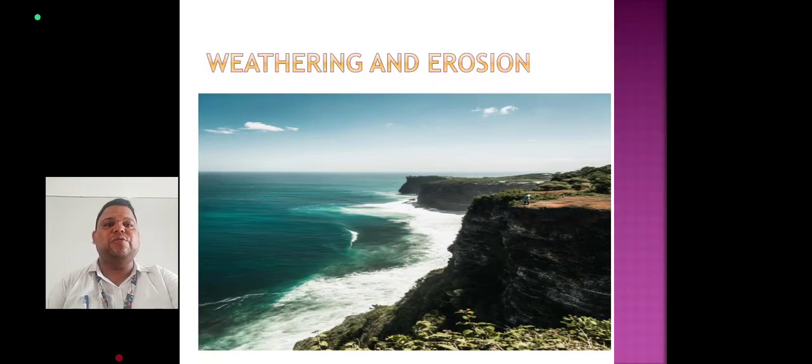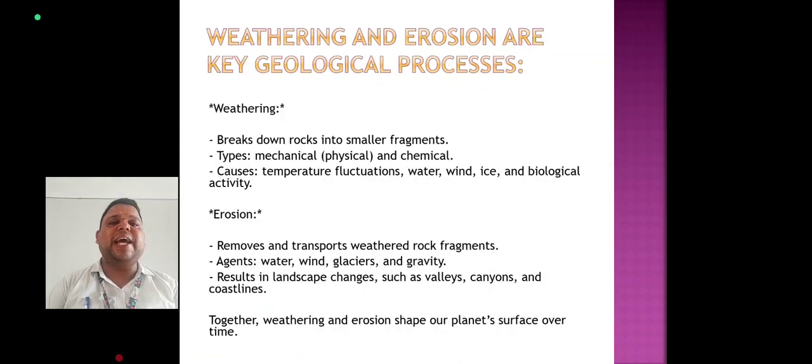Now, weathering and erosion. Weathering and erosion are key geological processes. Weathering means breaking down rocks into smaller fragments, into smaller parts. Its types are mechanical, physical, and chemical, caused by temperature fluctuations, water, wind, ice, and biological activities. Erosion removes and transports the weathered rock fragments, and the agents of erosion are water, wind, glacier, and gravity. The results are landscape changes such as valleys, canyons, and coastlines. Together, weathering and erosion shape our planet's surface over time.